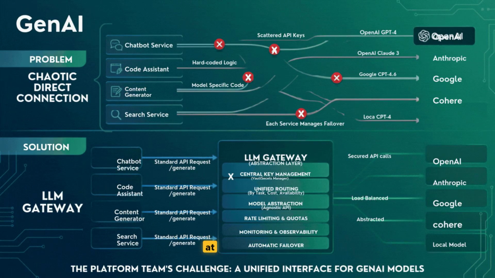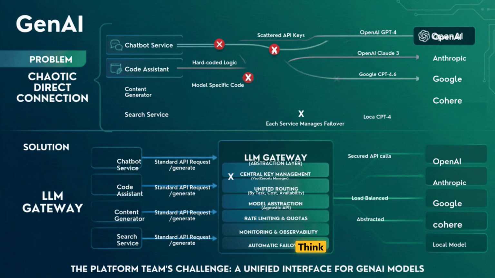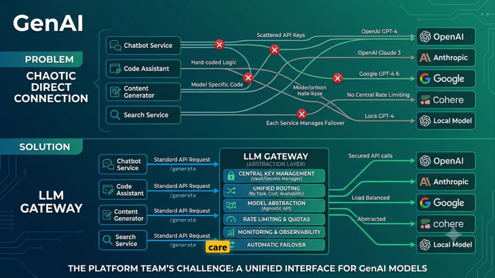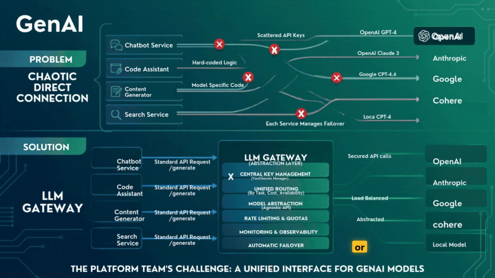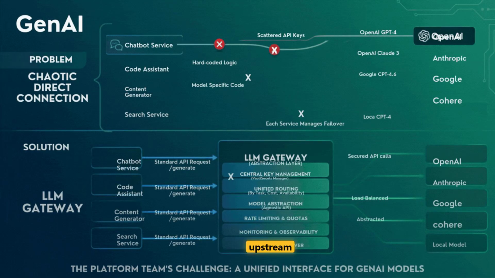Now look at the bottom half under the solution label, where every application service connects strictly to a unified LLM gateway. Think of it like a universal travel adapter. Your devices only care about one plug, while the adapter translates power specs for any socket in the world. Surprisingly, routing directly to OpenAI or Anthropic is almost never the bottleneck in production. The real breaking point is managing rate limits and key rotation without breaking upstream services.